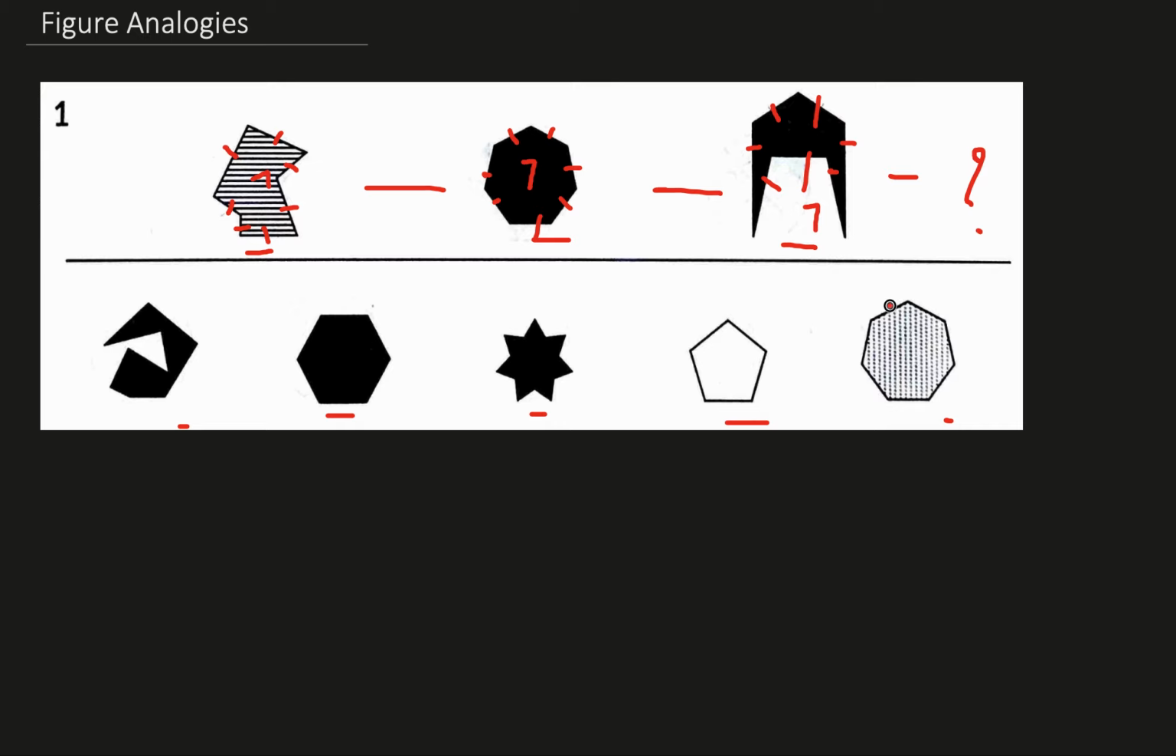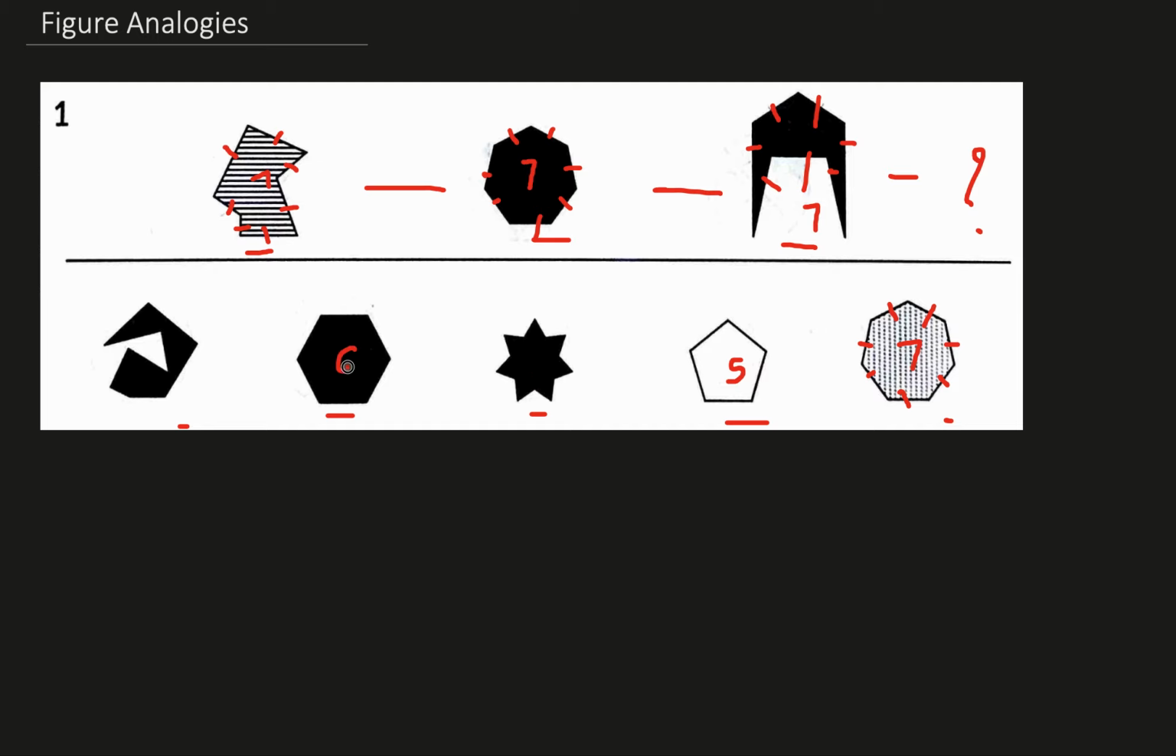Clearly, this one looks like a 7, so let me try that to save time. 1, 2, 3, and 4, 5, 6, 7. So that's the figure with 7 sides. This is a figure with 5 sides. This is clearly a lot more than 7, maybe 8, maybe 10. I don't need to count that.